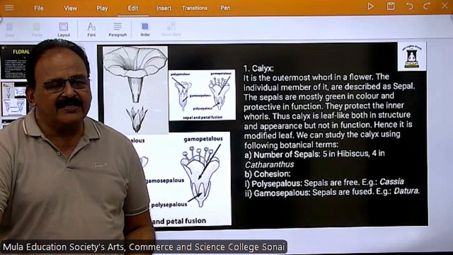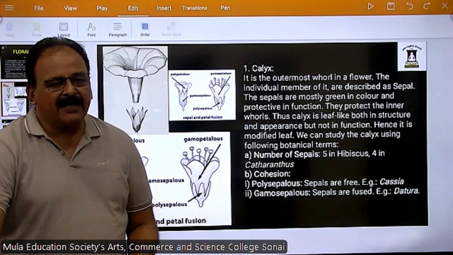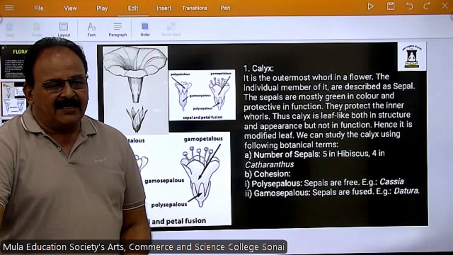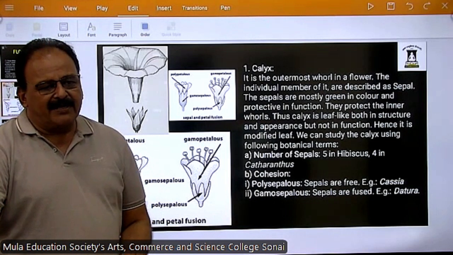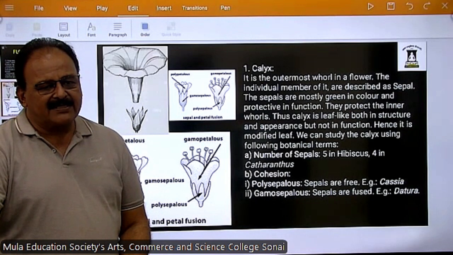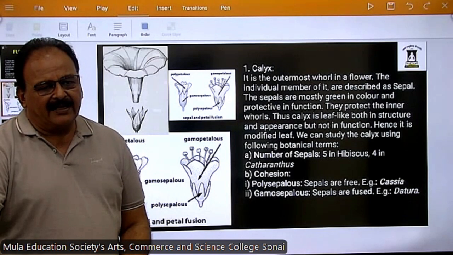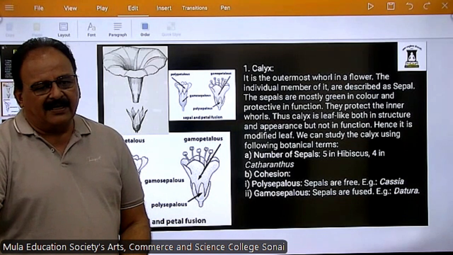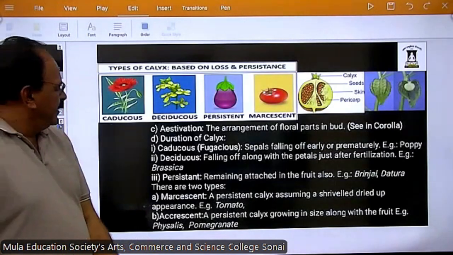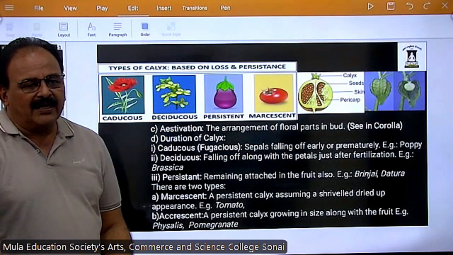Then cohesion of this. According to cohesion, they are divided into polysepalous and gamosepalous. In polysepalous, the sepals are free, so they are called polysepalous. The example is cassia. And in gamosepalous, the sepals are fused, for example, datura. Then the aestivation we can see in corolla.